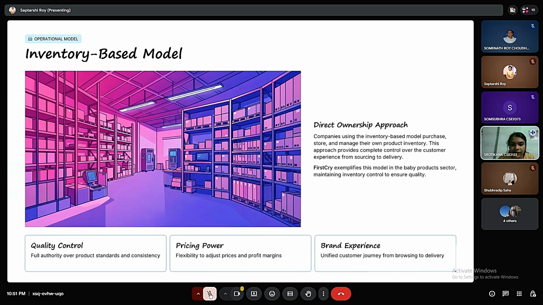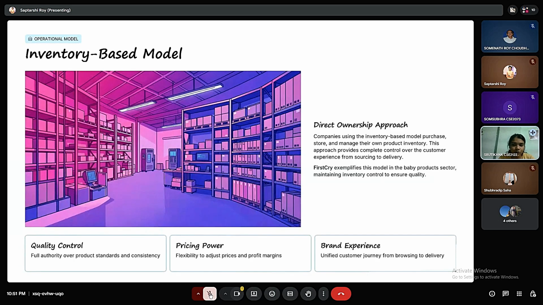This slide is about inventory-based model. In this model, the company owns stores and manages its own inventory. This business controls the entire process from sourcing products to delivery, ensuring better quality and customer experience.